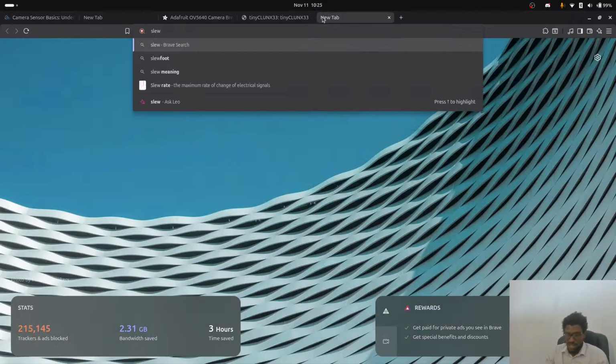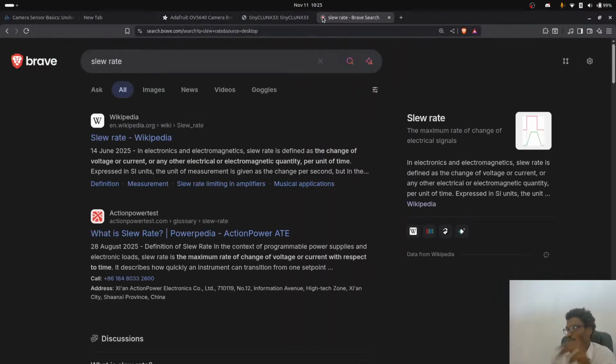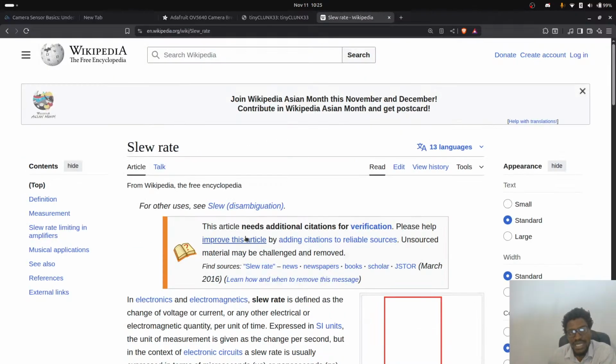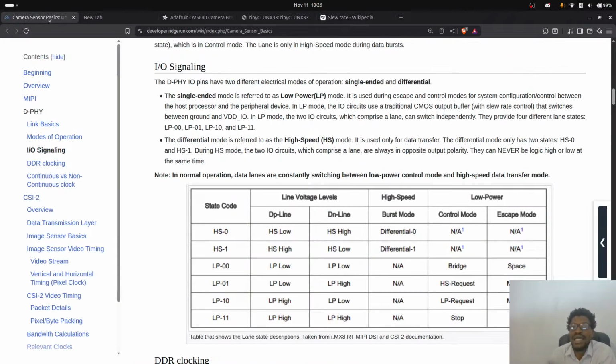Slew rate. Slew rate is the speed at which a pin can change modes. In electronics and electromagnetics, slew rate is defined as the change of voltage or current or any electrical magnetic quantity per unit of time. So, how fast it can change this mode? It changes the slew rate, which is basically the bit rate, which is basically how fast it can go up or down.